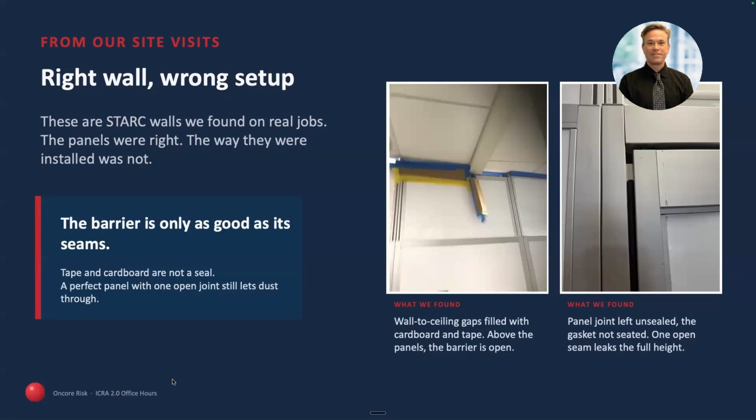Another thing I see quite often is that they'll put some of these barriers up right in the middle of a supply diffuser. So there'll be a supply diffuser on one side and then a supply diffuser on the other. The ICRA requirement is that you close off those diffusers, and they just really don't understand. So they buy the nice products, the right products, but they just don't install them right.